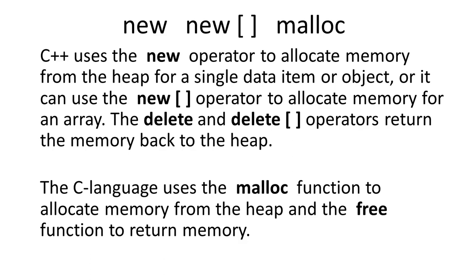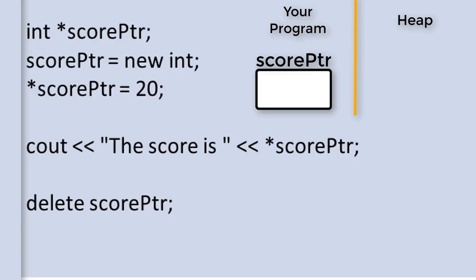Although the malloc function still exists in the C++ language, it is recommended that the new or new[] operators be used because they not only allocate memory, they also construct objects, which is one of the main purposes of C++. Here is an example in C++ that shows how to allocate memory for a single data item.